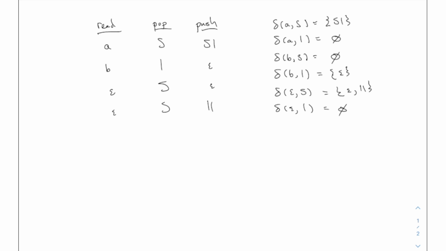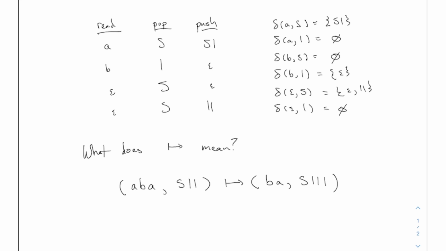What I said at the very end last time, I would like to do a real definition of, formally speaking, what does this mean? From a formal description, can we say what exactly that arrow means? So, for instance, in this example, you can do that arrow. For example, if I had something like ABA, comma, S11, you can do that arrow, and it would become BAS111.